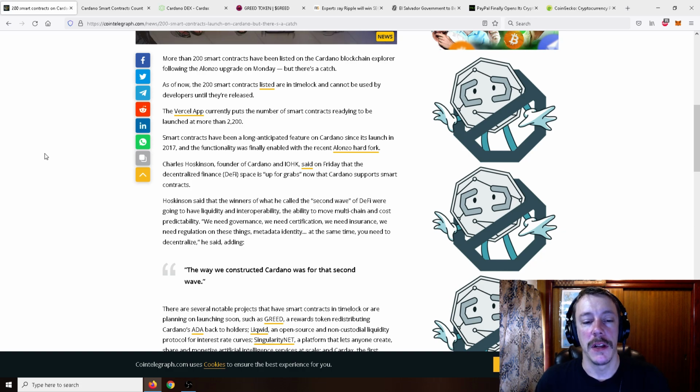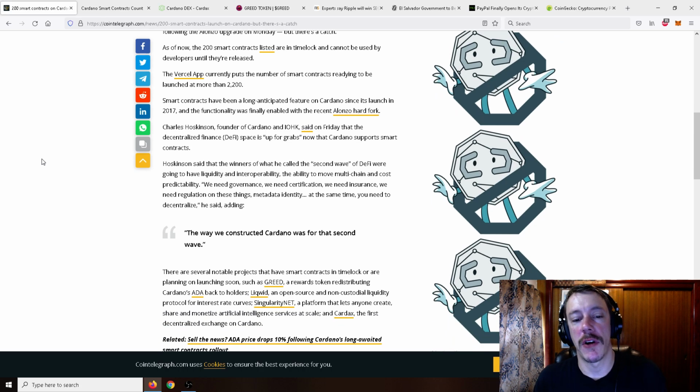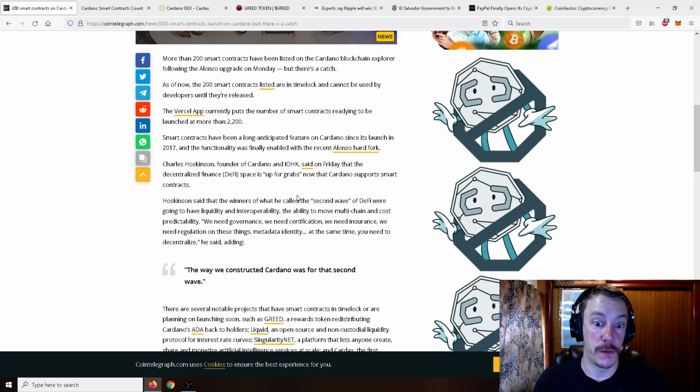We need governance, we need certification, we need insurance, we need regulation on these things, metadata, identity. At the same time, you need to decentralize, he said, adding, the way we constructed Cardano was for that second wave, for low fees and all that stuff.